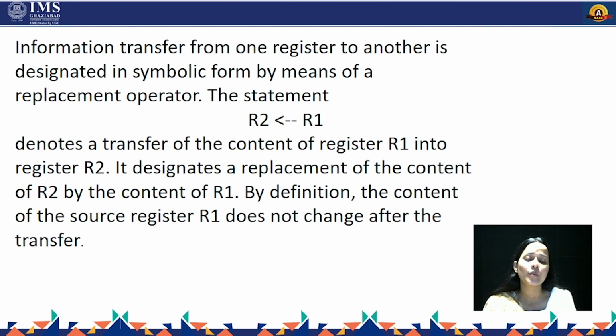So this is the symbolic representation of data transfer. This arrow representation is an important part as it will show the flow of information from which register to which register the data got transferred. As we can see, from R1, which is the source register, to R2, which is the destination register, the data got transferred. Always remember that the content of the source register will not be changed after transfer. The content of the destination register will be changed. So this is an important part.